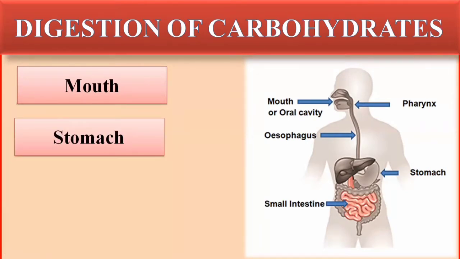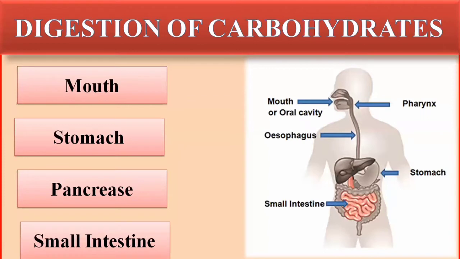The other organs are the stomach, pancreas, and small intestine. These are the organs involved in the digestion of carbohydrates. When the food passes through these organs, the carbohydrates, which are present in food in the form of complex saccharides, are converted into simple carbohydrate units. The digestion of carbohydrates also takes place in the presence of enzymes.